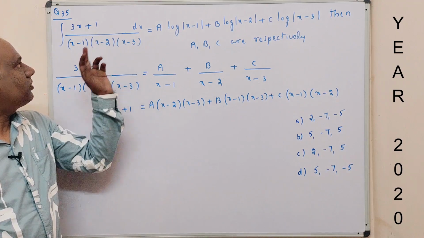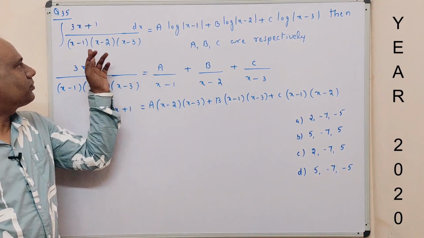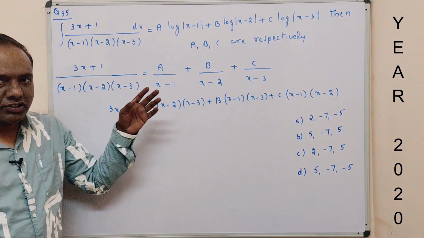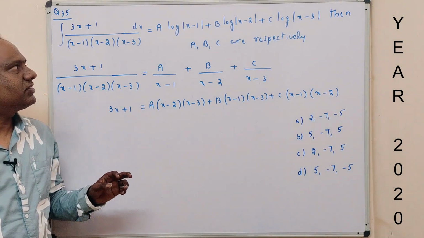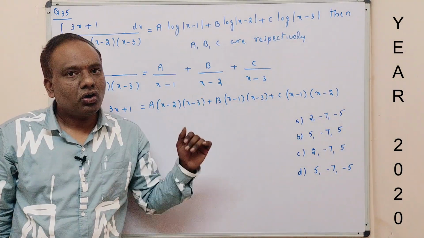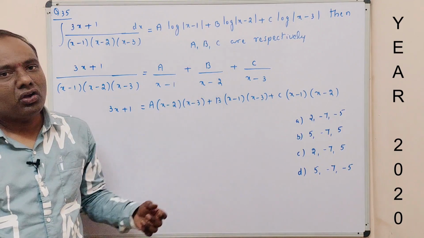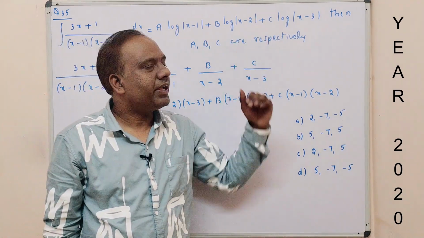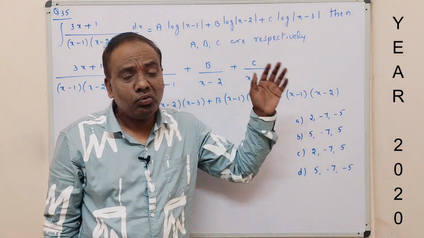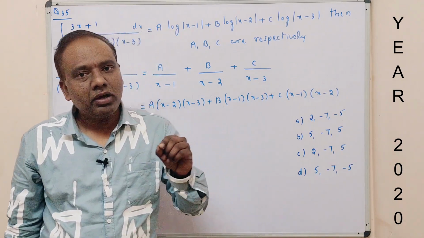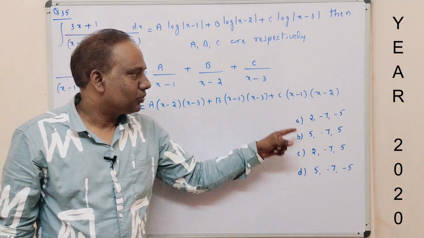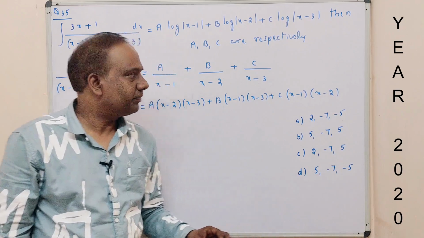So here, integration of 3x plus 1 into dx by x minus 1 into x minus 2 into x minus 3 is equal to a into log of x minus 1 plus b into log of x minus 2 plus c into log of x minus 3. Then what are the values of a, b, c? So these are the options here.